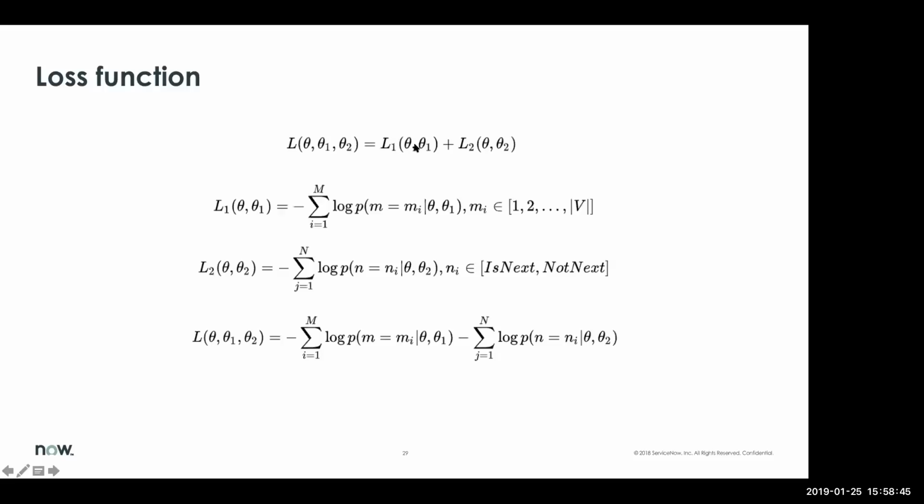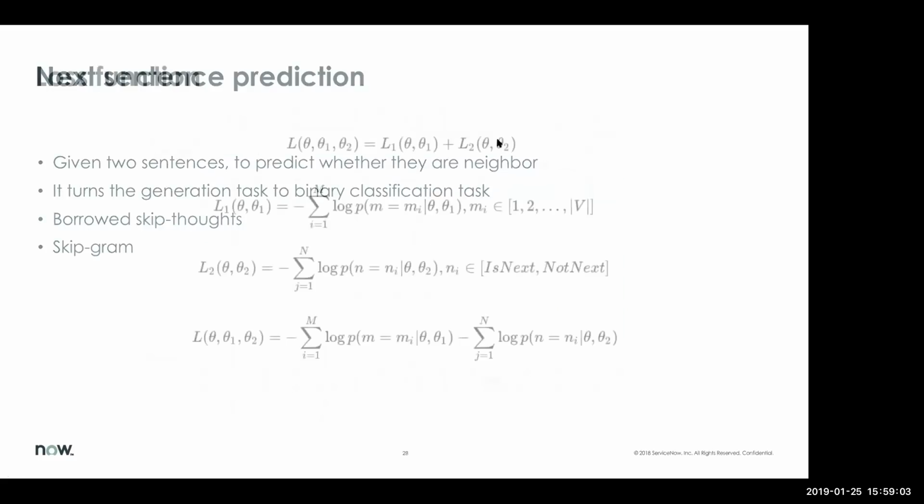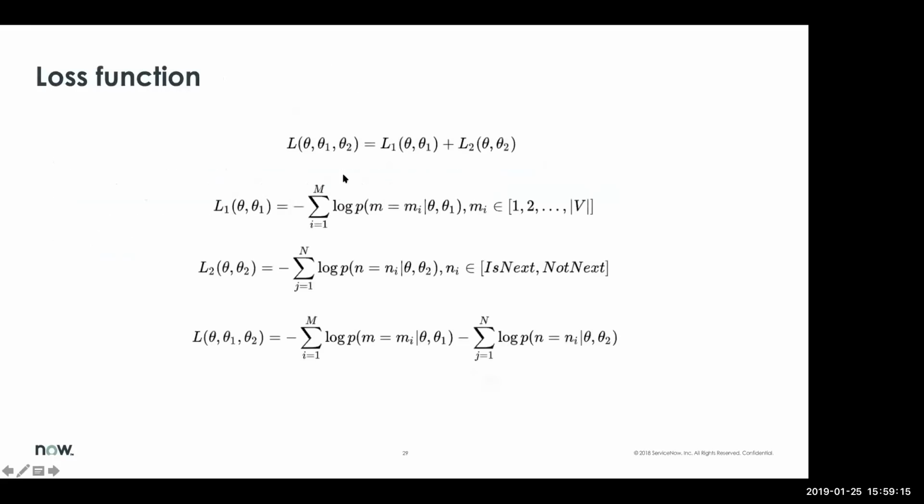Let's take a look at L1 and theta 1. This theta 1 is a parameter from the classification layer of the masked language model. And this theta 2 is the classification for the next sentence prediction. This theta is the parameter of the network. So pretty straightforward. We add them together, and we try to minimize this loss function.